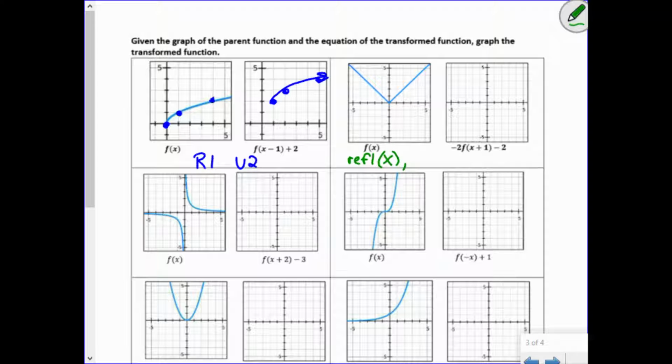2. What does a 2 do? Stretch. Side 2. What is the plus 1 inside of the parentheses? Left, so think opposite, so left one, and then the minus 2 at the end. We have 4 things that we're going to need to do, so we're going to have to keep really careful track of our point as we're moving it around.